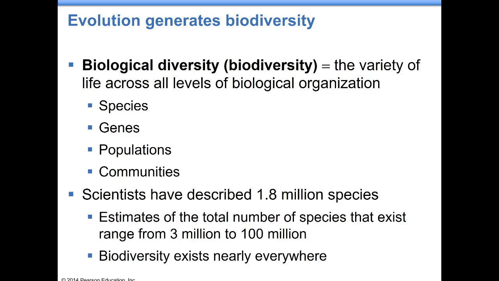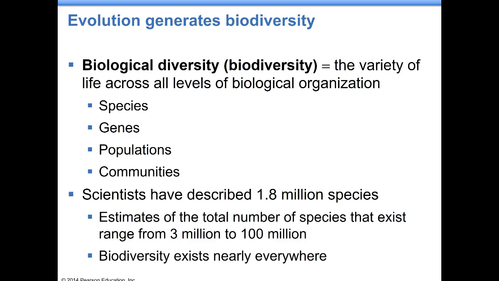Biological diversity was coined by a man by the name of Raven, who called it biodiversity, which is the variety of life across all levels of biological organization. This includes species diversity, genetic diversity, population diversity, and community diversity. All of that is held within the concept of biodiversity.